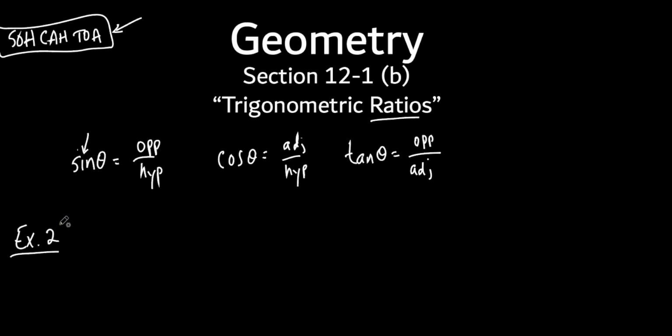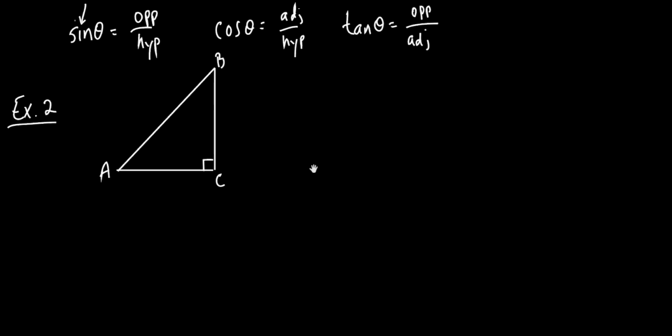Example 2. All right, they give you a right triangle. So let's draw a nice little right triangle here. And, oops, there's your right angle. Let's write ABC. So they don't come out and just tell you 2 of the sides.